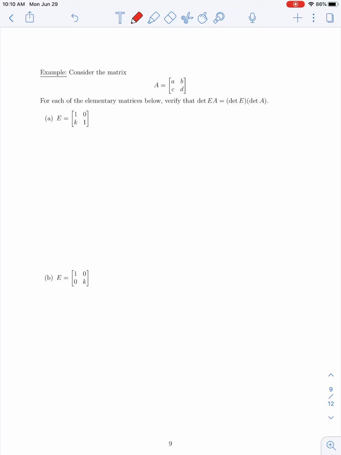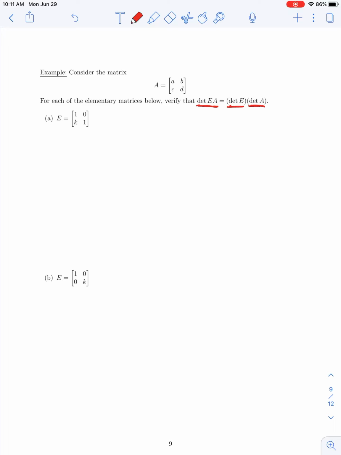So let's look at another example. In the following problem, we have a 2x2 matrix A, and we are given some elementary matrix, that is, a matrix which performs an elementary operation on a matrix. And we're asked to verify for these matrices that the determinant of the product E times A is equal to the product of the determinants of E and A.